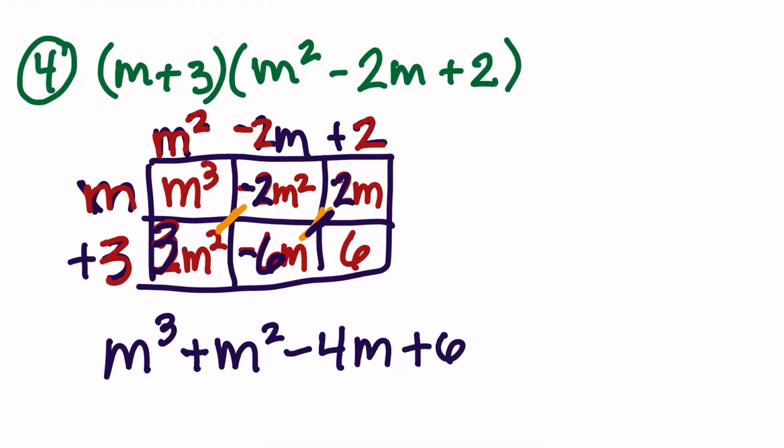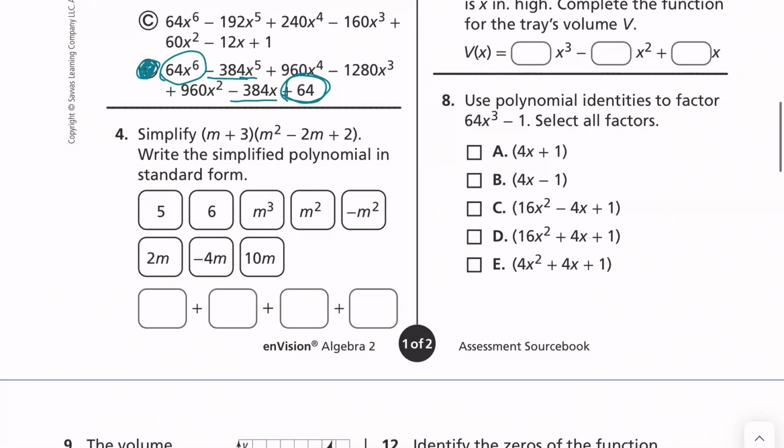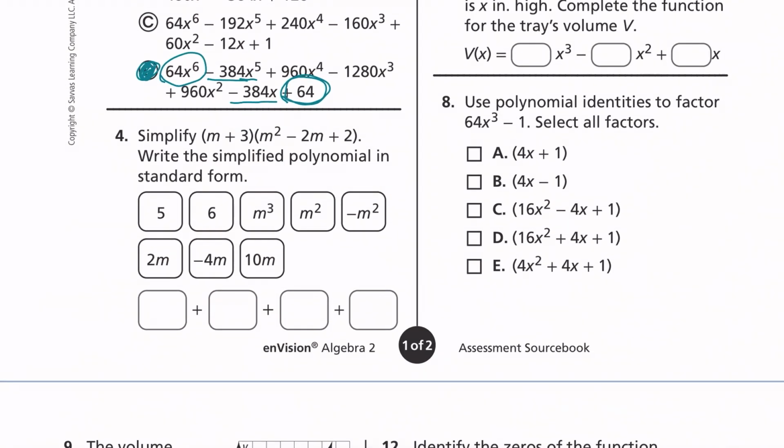So on the question itself, I believe we just click and drag, right? So you would have m to the third, like that one right here, right? M to the third plus m squared minus 4m, and then plus 6. Okay.